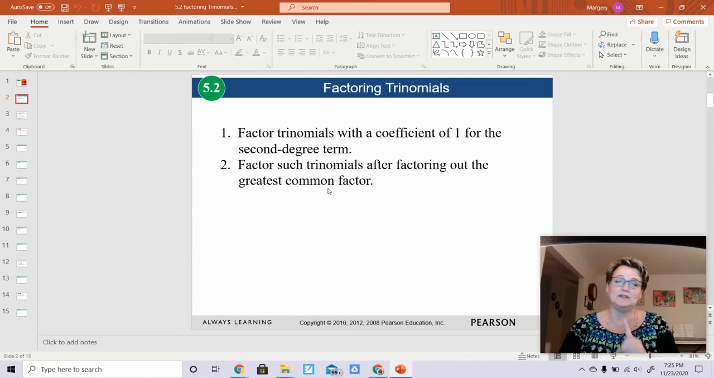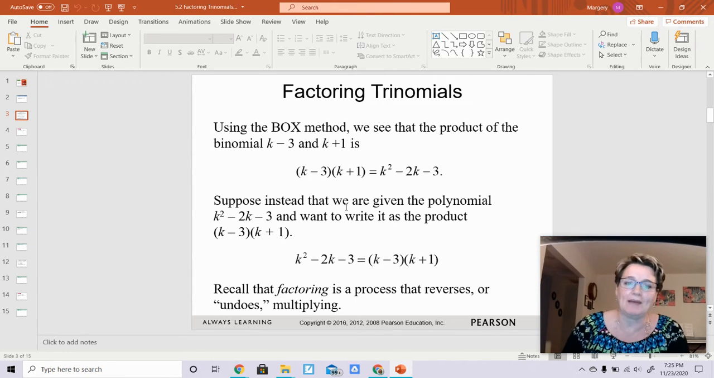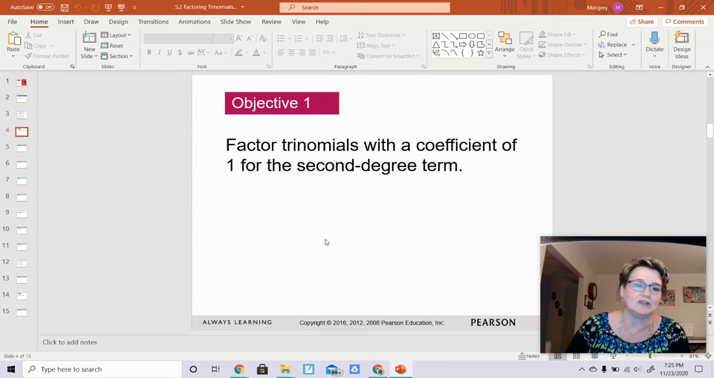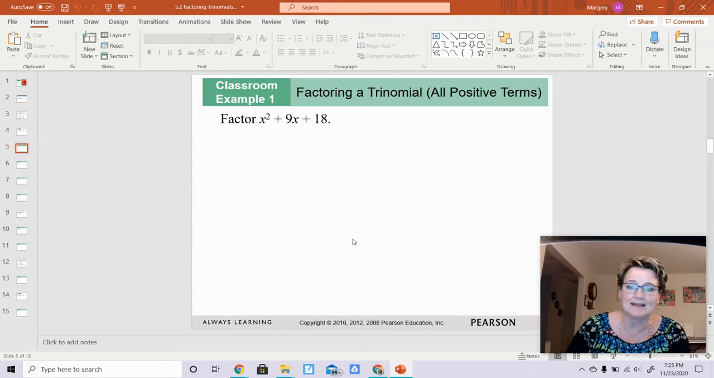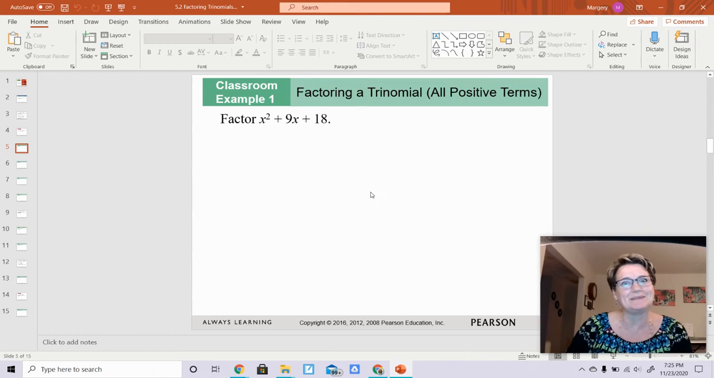The first thing you want to do is ask yourself, do they share something? Do they have a greatest common factor? If they do, you want to take that out before you even try to factor it. Sometimes when you are factoring trinomials, there are different methods. You can use the box method, or the AC method. But whenever the coefficient of the x squared term, the second degree term, is 1, you can do something that's pretty cool.